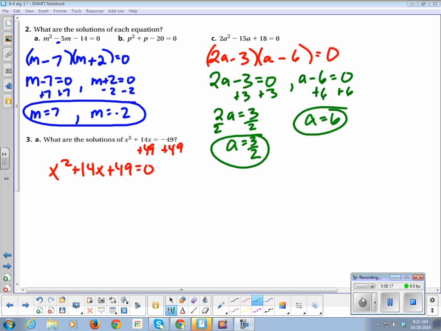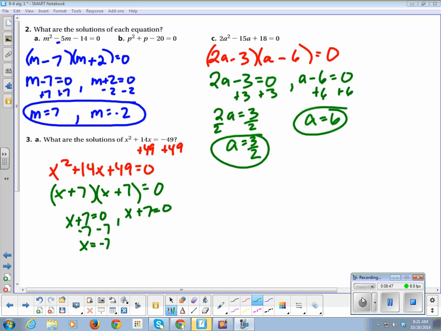All right, so I'm going to factor this out. Two numbers that multiply to give us 49 and add to give us 14 would be 7 and 7. So I could either have an answer that is -7, or it could be -7. Let's just circle 1, since both of them are the same.